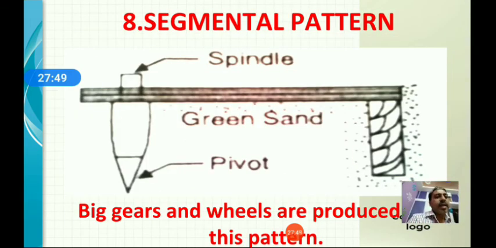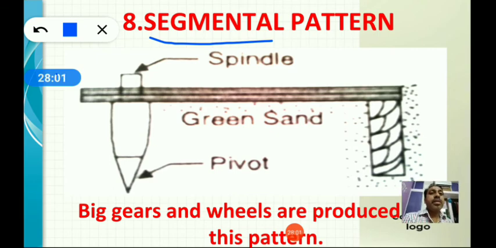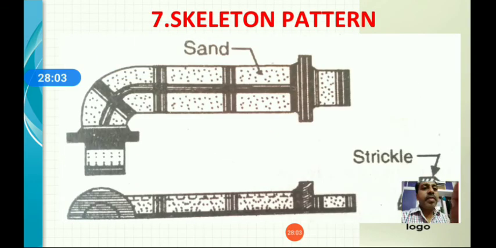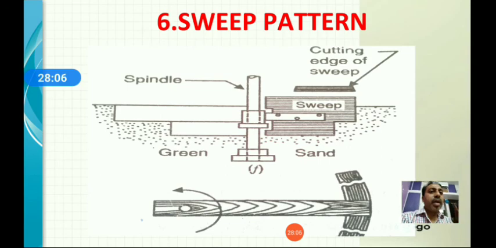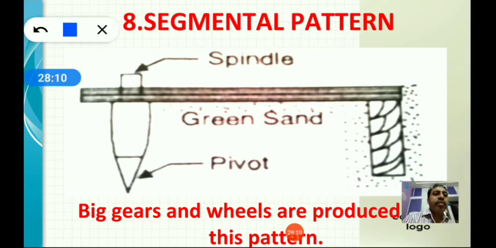Next one is segmental pattern. Segmental pattern resembles the previous pattern, the sweep pattern. But in the sweep pattern, what happens? A central spindle is there and a sweep board is there.